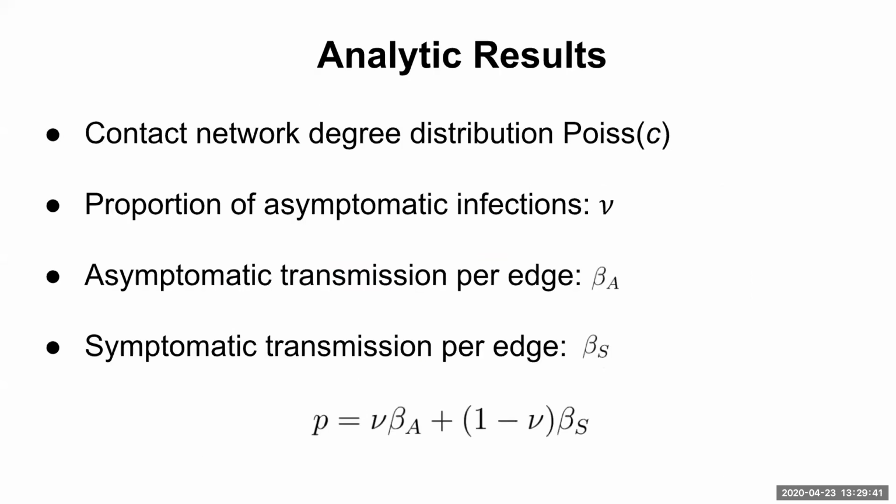We're able to determine analytic results for epidemic thresholds under the following set of assumptions. First, we assume the contact network has Poisson degree distribution, as is true for Erdős-Rényi networks of large size. We specify the proportion of asymptomatic infections, as well as the transmission rates for symptomatic and asymptomatic cases. Now, these can be combined into an expected transmission probability P, shown below.